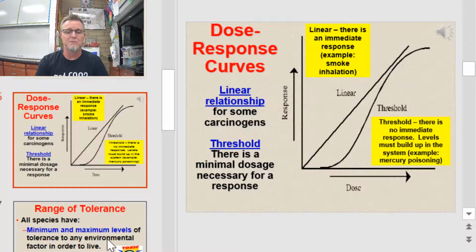If you're exposed to mercury, you might not see any negative ramifications of that until you've been exposed to it again and again and again over the course of days, weeks, months, or years. And then suddenly one day, your nervous system is a wreck, right? So that's the threshold response versus the linear response.